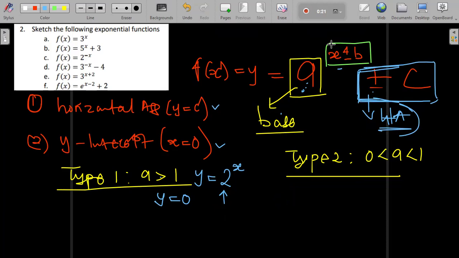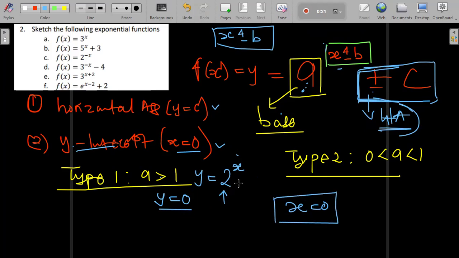The power here, the x plus or minus b, will just help us find the y-intercept. How does it help us? We just let x equal 0 and then we solve. In this equation, we can see that there's no plus any number here, so our horizontal asymptote is actually y equals 0. What about our y-intercept? We said for our y-intercept, we're going to say x equals 0. If x equals 0, what will be our y?